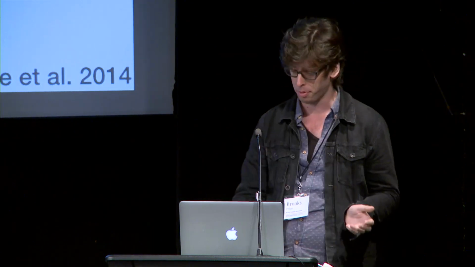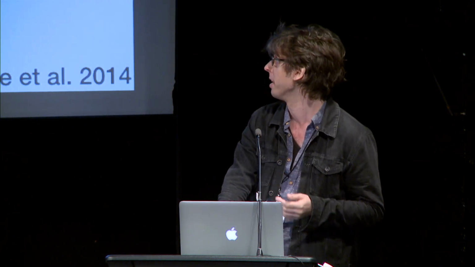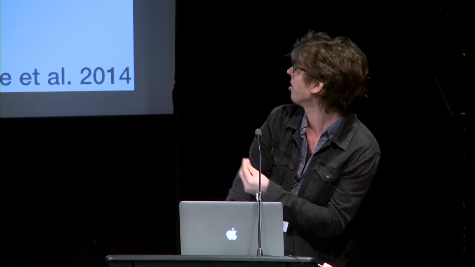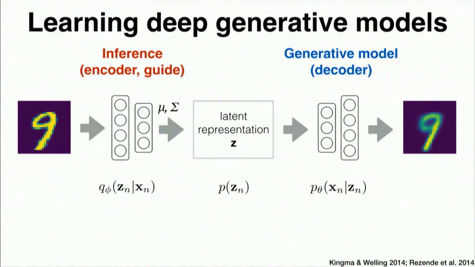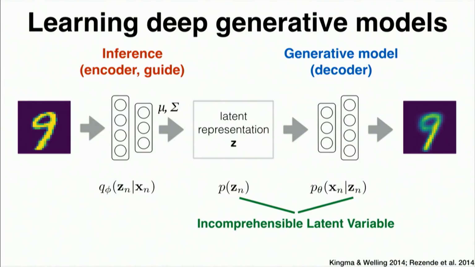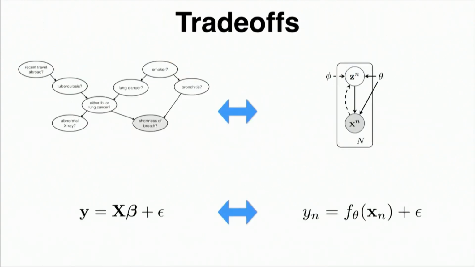But even if this is a good generative model, in the sense that it assigns high probability to our data, we can't really use it in the same way as the medical diagnostic model. So what is this latent variable? It has no clear semantics, even if we can use this latent Z to generate an image of a 9. These are incomprehensible latent variables.